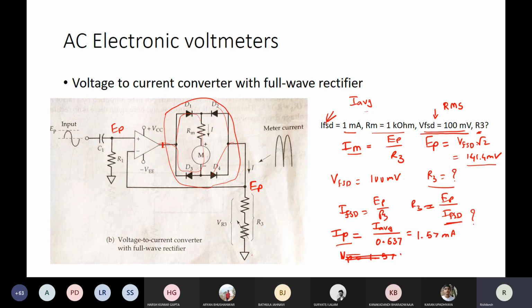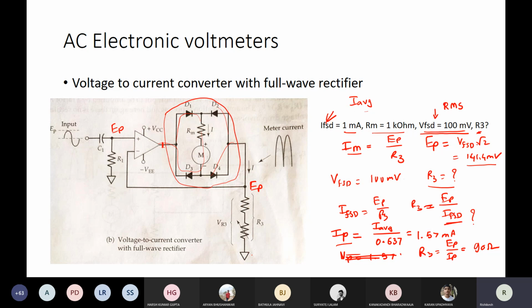This is the peak current through the meter, and the same current is flowing through R3. So what is R3? E peak divided by I peak. So what is that value? Nearly 90 ohm. So you have to connect R3 as 90 ohms.